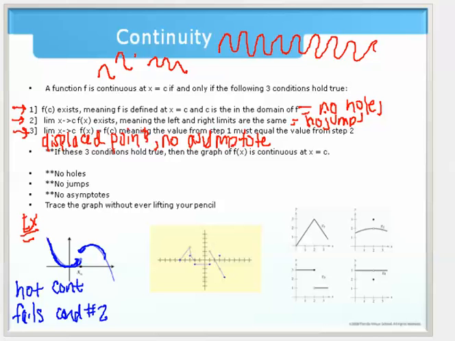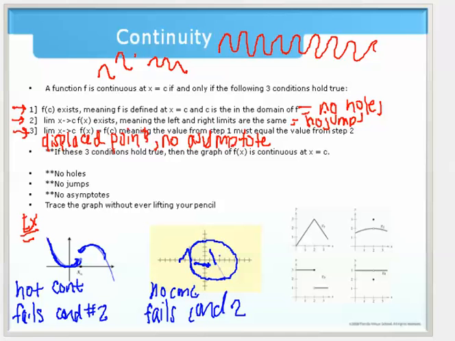The second example, we have a lot of problems here. If I trace here, I have to jump again, so we know this is not continuous. Let's look at just one part of the graph. If we look at this part, we have a jump from here to here, which means that our left and right-sided limits are not the same. So we would say it fails condition 2. Lots of jumps there.